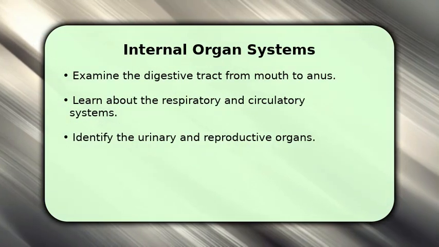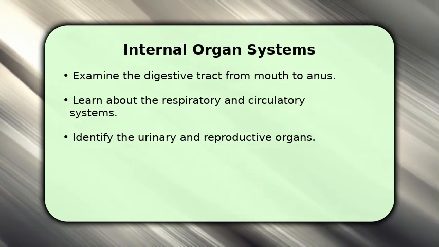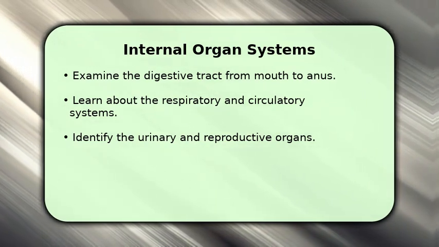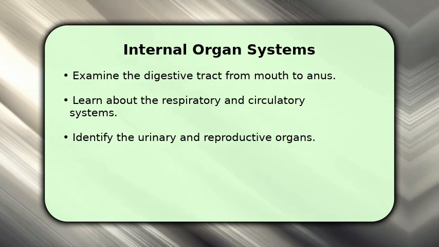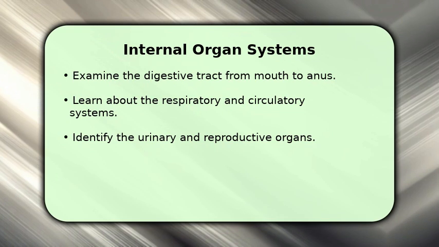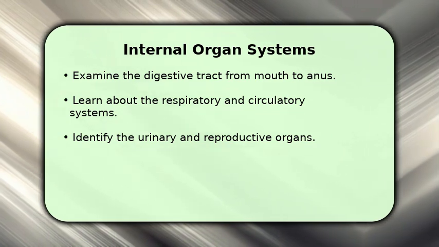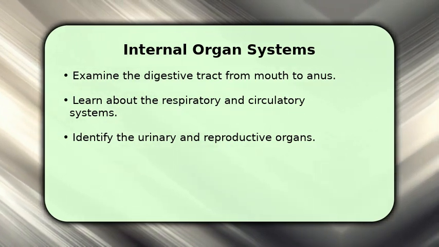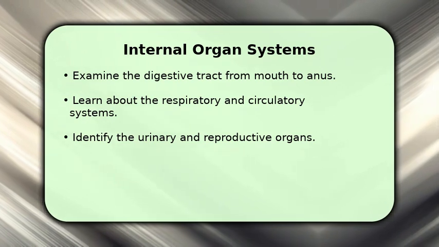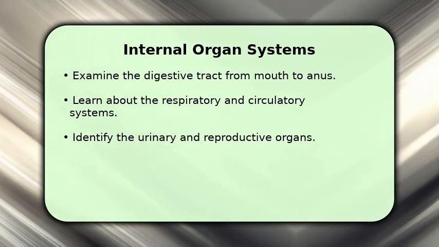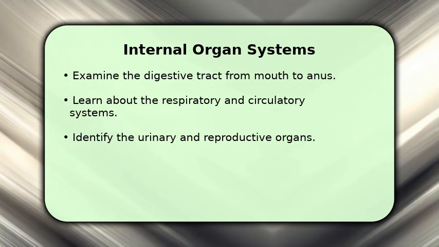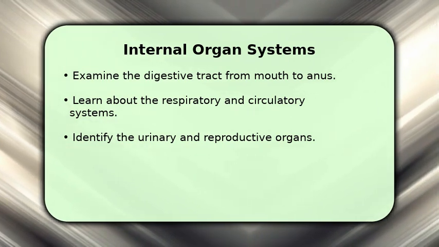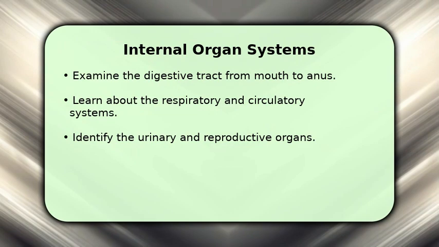Next, explore the cat's internal organ systems. Begin with the digestive system, tracing food's journey. Then, study the respiratory system, focusing on the lungs and airways, and the circulatory system, including the heart and blood vessels. Understand the functions of the urinary and reproductive organs. Finally, grasp how the nervous system coordinates all these vital processes.